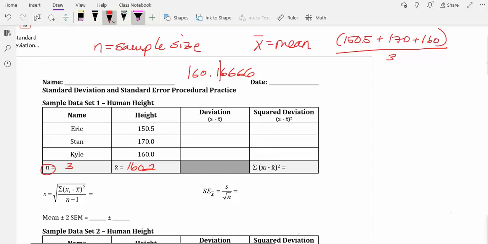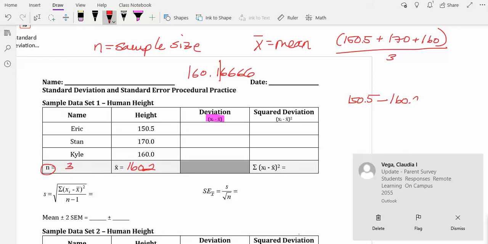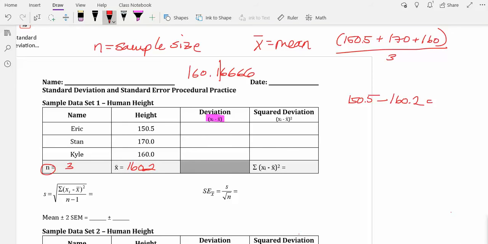So next we need to calculate our deviation, which is each individual data point, how far is it from the mean? And the reason we're doing that is our standard deviation is we're looking at the spread. How far is this from the mean, or how close is it to the mean? So for Eric, that calculation is going to be his height, 150.5, minus our mean. And our mean, as we calculate it, is 160.2. So, do the math. Tell me, what is 150.5 minus 160.2?